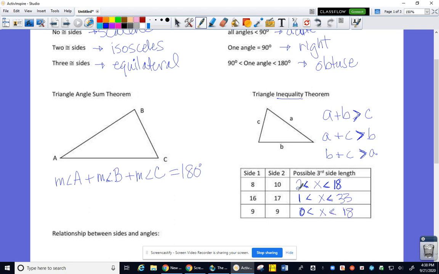Okay, so to get the smallest number, we subtract. And to get the largest number, we add the two numbers that were given together. Okay, and that gives us the range of the third side, anything between 2 and 18. It could be 9 or 5 or 17 or 12 and a half, whatever. It gives you a range. So we want to write down the minimum, right, the smallest possible, and write down the maximum, the biggest possible.